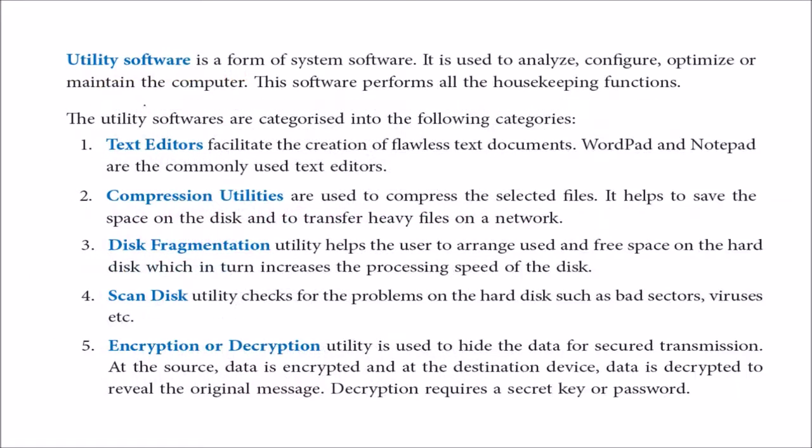Utility software: if you have an operating system, you will find some software or applications already there. These are used to analyze, configure, optimize, or maintain the computer. These are your utility software. Some housekeeping functions need to be there. That means your house needs to have a gate, and that gate needs to have a bell, like this.